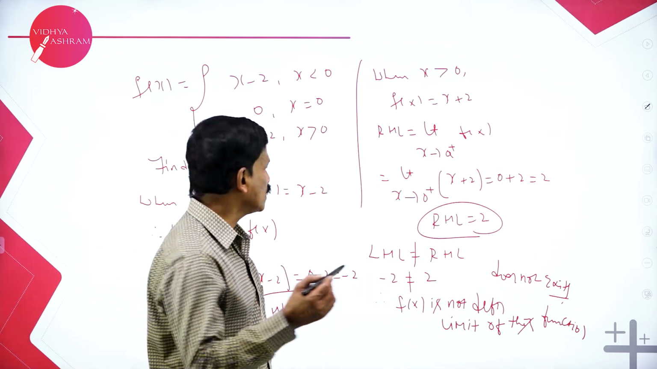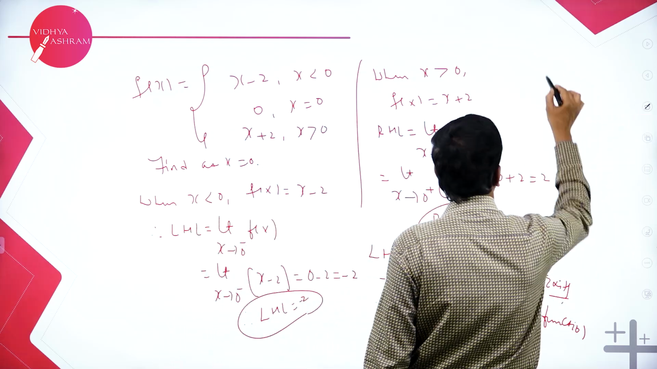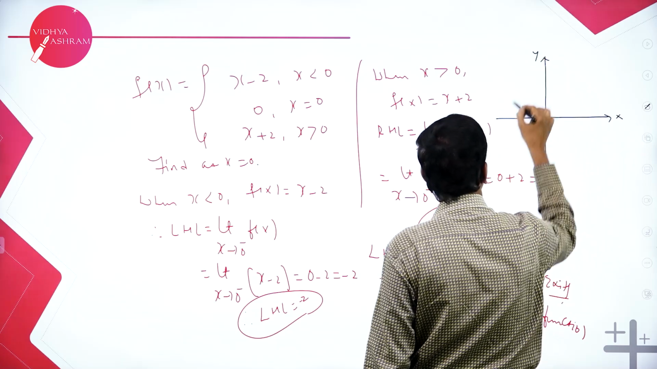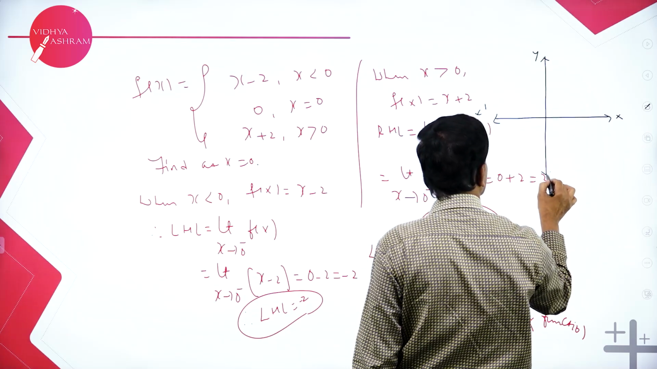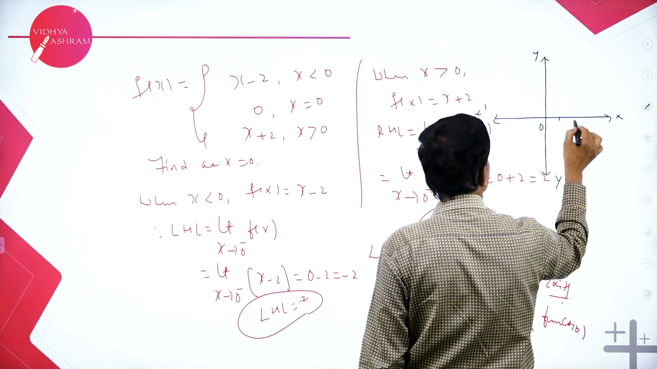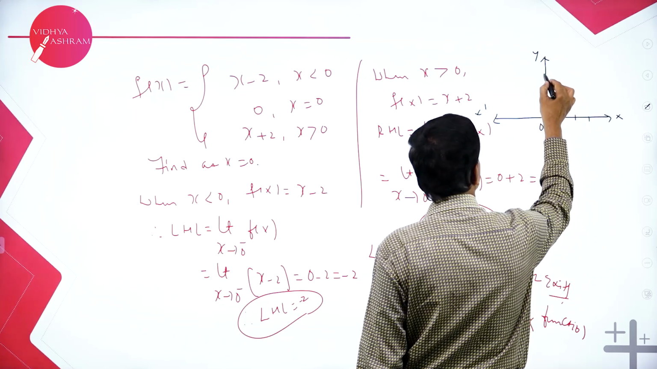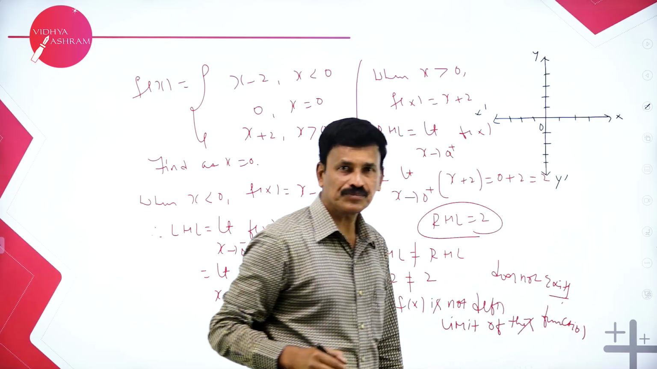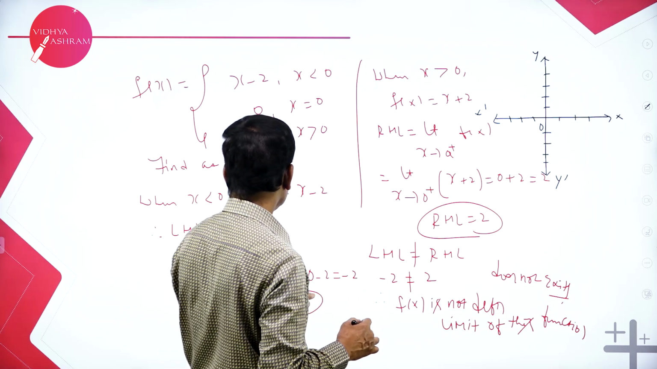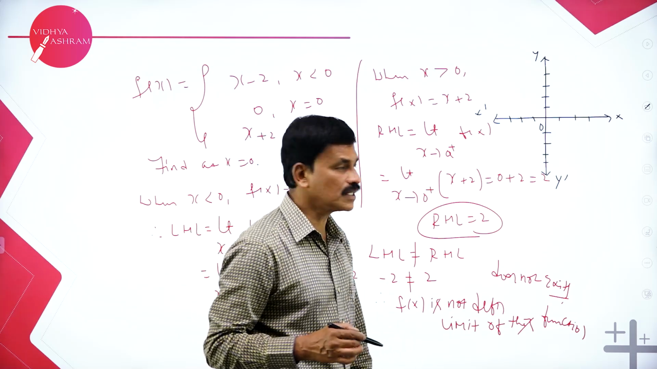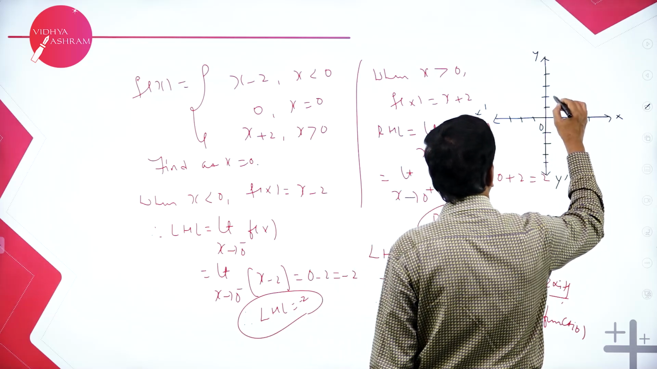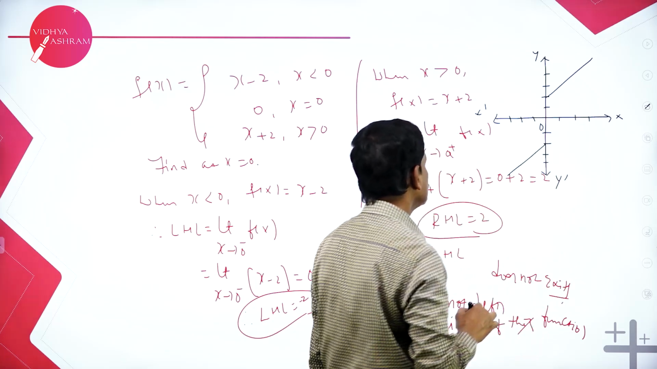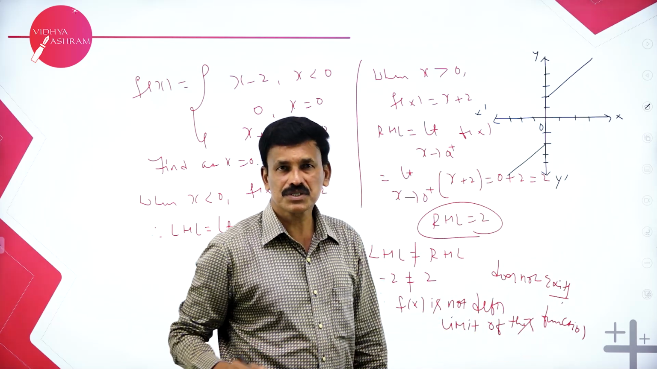Okay. So if you draw the graph for this, what is the graph you are going to get? See, this is the graph. Zero, 1, 2, 3, 4 and minus 1, minus 2, minus 3, minus 4. So at x is equal to 0, the left hand limit and right hand limit are plus 2 and minus 2. So this is plus 2 and minus 2.